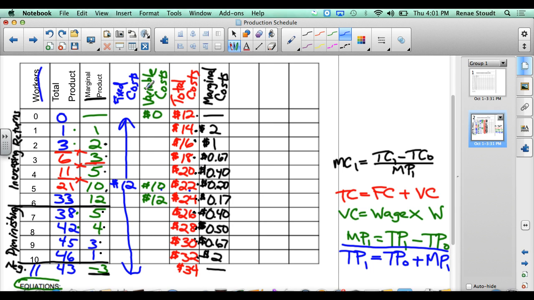Or you can start with your variable costs, and you're going to take your variable cost, which is $10 at 5 people. So you're paying $10 to 5 people. So how much are you paying one person? We're going to take your $10 divided by your 5, and that will give you your wage, okay? Which is also how much you pay one worker. So now you can fill in 2, 4, because you're multiplying 2 times the number of workers.